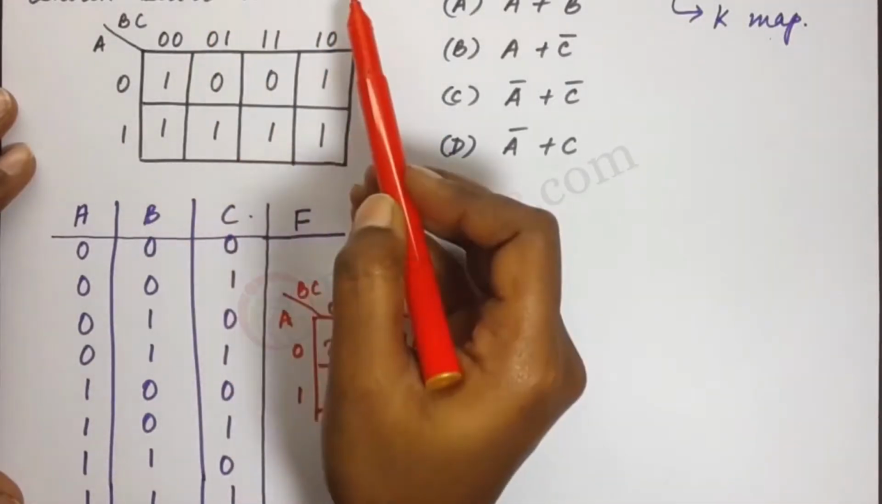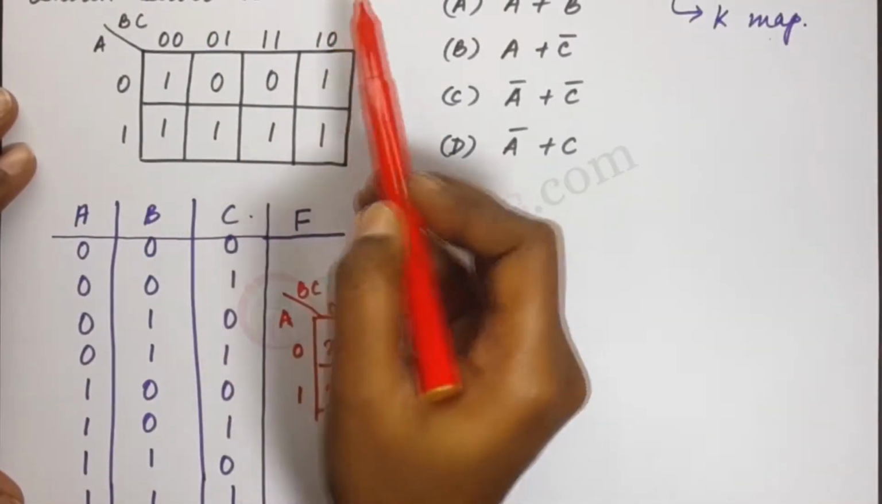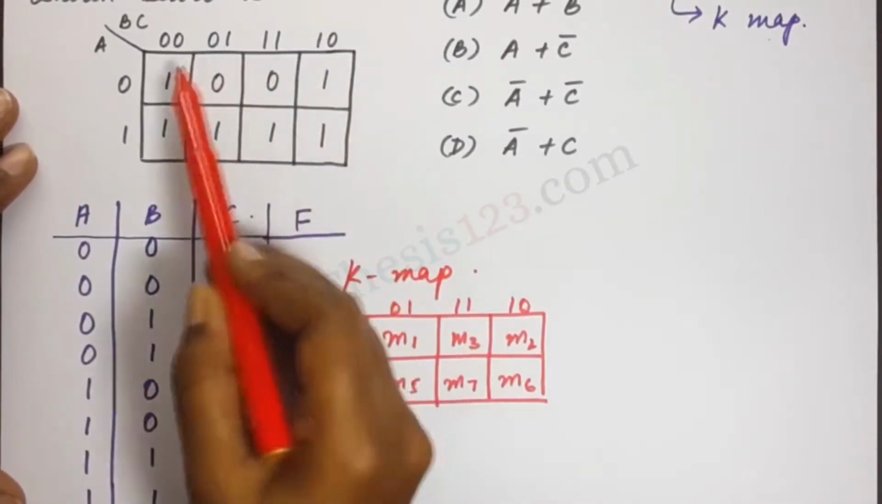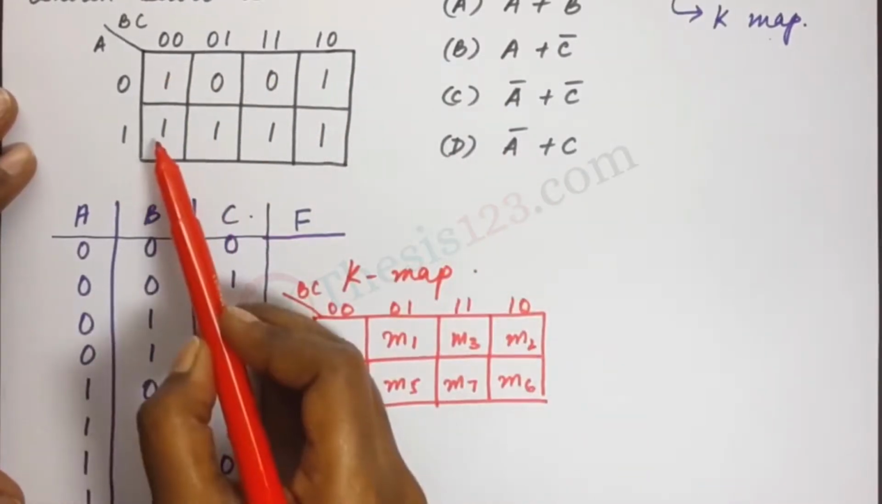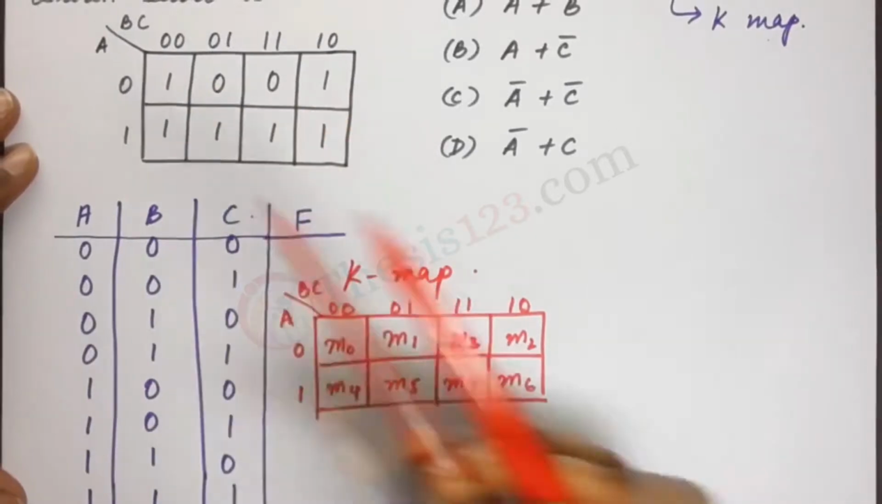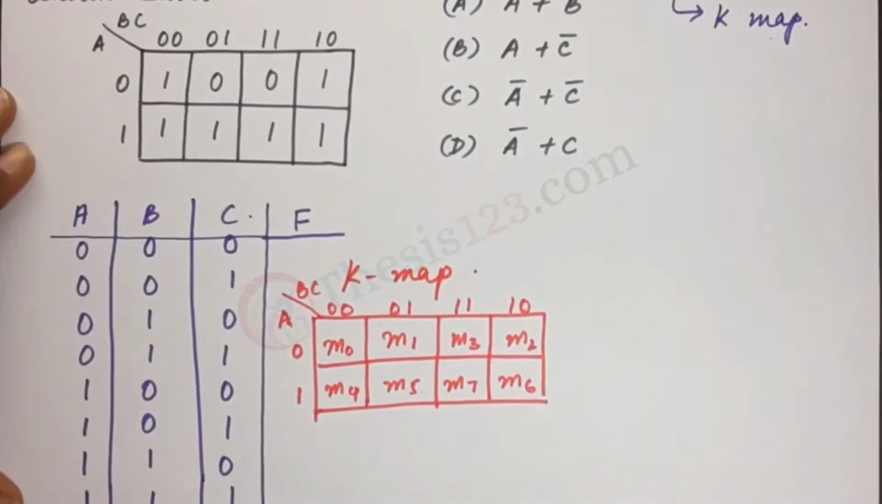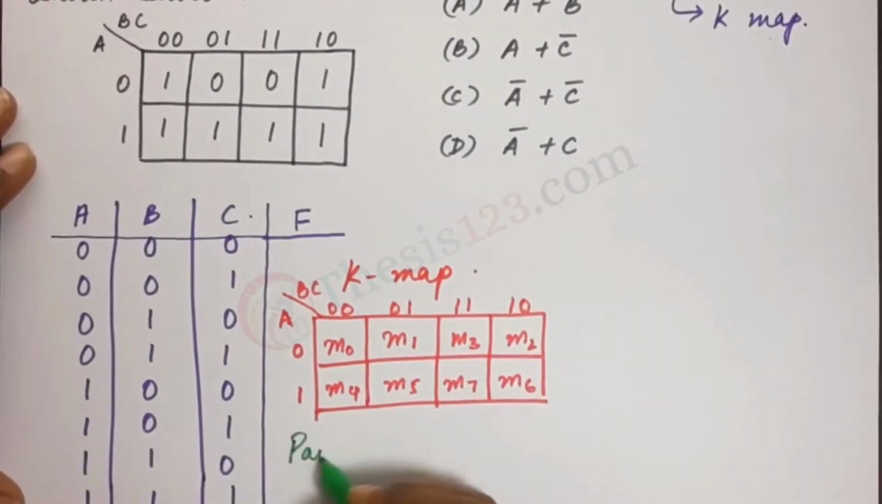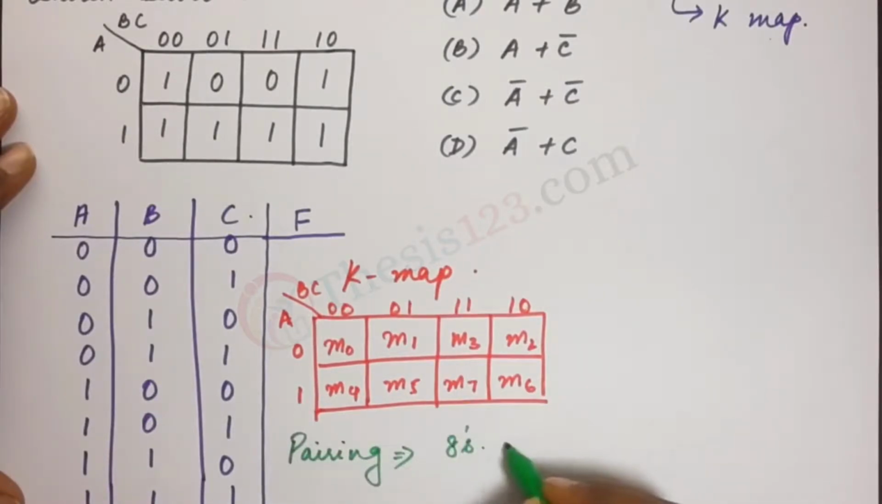Now, in order to write the output expression, we need to look at just the ones in this map. So we have ones here and ones here. The next step is to group them or pair them up in 2s, 4s and 8s, because the total number is 8 and we have to pair them up in even numbers. So the pairing is in 8s, 8 ones, in 4s and in 2s.